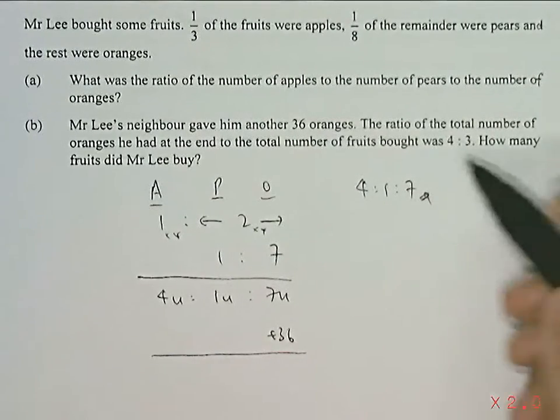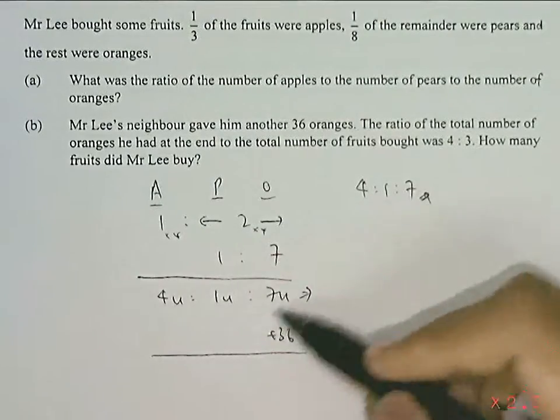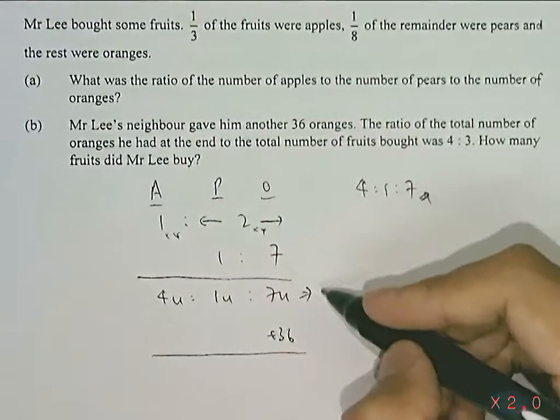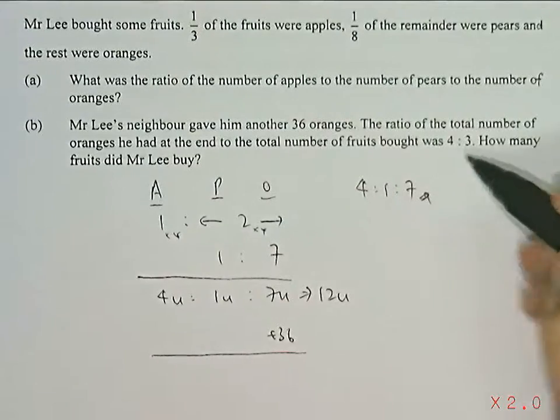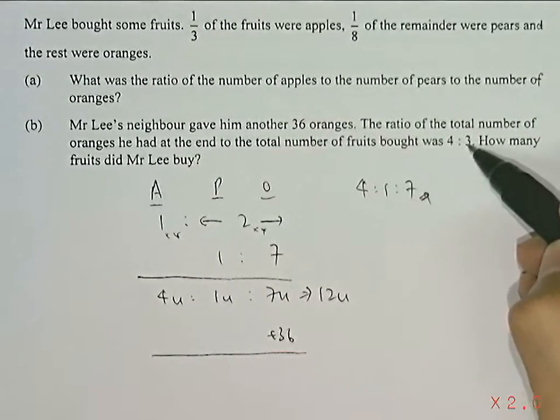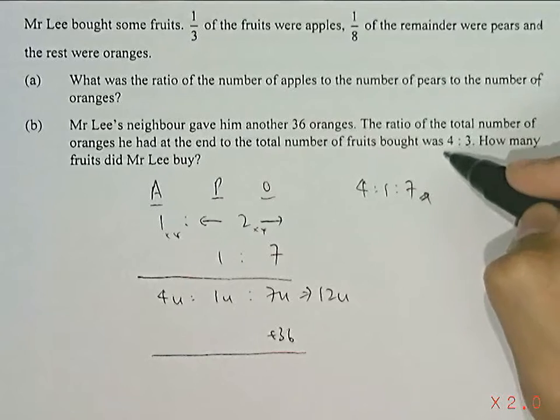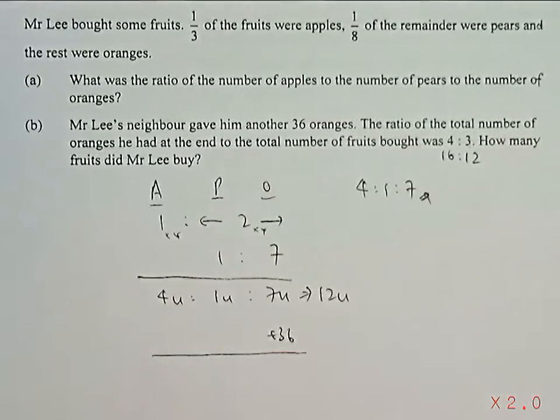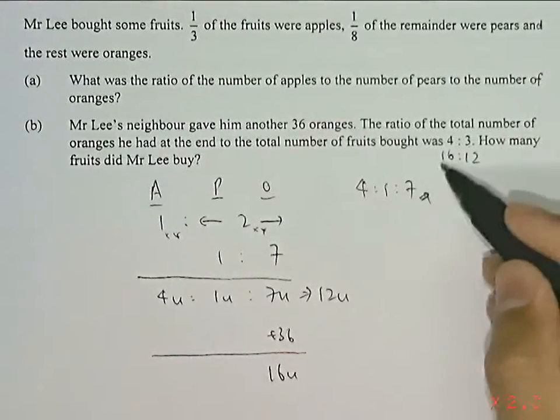So the total number of fruits bought here was 4 plus 1 plus 7, which is 12 units in total. So the total number of fruits he bought here was 3. So if you multiply that ratio by 4, we have 16 to 12. So if the fruits that he bought was 12 units, then the final amount of oranges he had at the end would be 16 units, according to this.